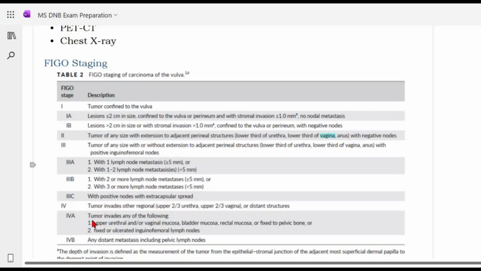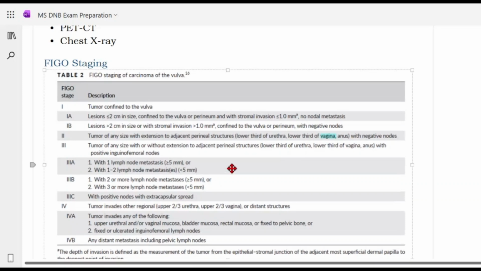4A, where tumor invades any of the following: upper urethral and vaginal mucosa, bladder mucosa, rectal mucosa, or fixed pelvic bone, or fixed or ulcerated inguinofemoral lymph nodes. So if the inguinal lymph nodes are fixed and ulcerated, then it is a 4A. Okay. If histopathologically you get extracapsular spread, it is 3C. But if they are fixed and ulcerated inguinofemoral lymph nodes, then it is a stage 4A. Okay, and even upper two-third involvement will also be stage 4A, while stage 4B is any distant mets, including the pelvic lymph nodes. I hope this classification is very clear.